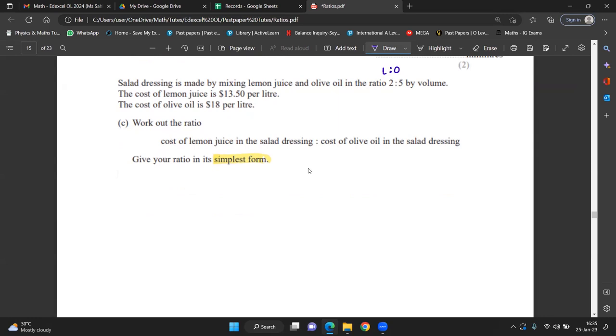Guys, for you to find the cost, you have to multiply it by 13.5, right? How many 13.5s are we using? 2. Multiply 13.5 by 2. So the lemon is to olive oil. So 2 into 13.5 is 27. What is 5 into 18? How many of you got this?